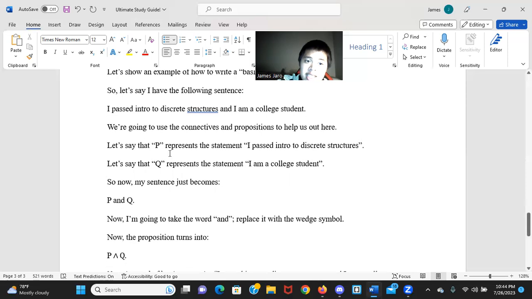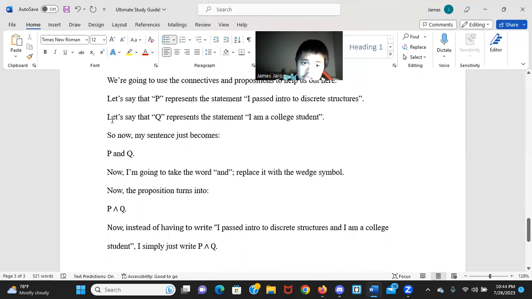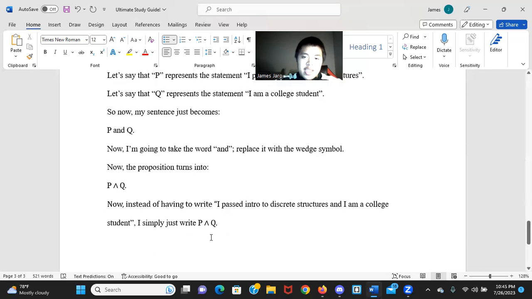What we said is, let's say that P represents the statement, I passed introduction to discrete structures, and let Q represent the statement, I am a college student. And so now my sentence just becomes P and Q. And then the last thing I did was replace the word and with the wedge symbol, which is the exponent looking symbol. And now I have a proposition in the logic world, which is P wedge Q.